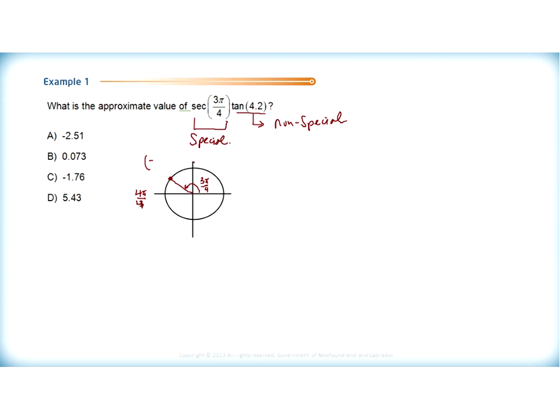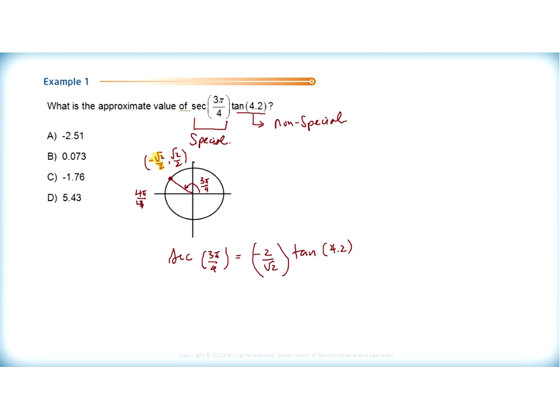So if the reference angle is pi over 4, I get to the point negative root 2 over 2 and root 2 over 2. Secant, of course, is the reciprocal of cosine. Cosine is negative root 2 over 2, so that gives me a negative 2 over root 2. I need to take that value, and I need to multiply it by the tan of 4.2.